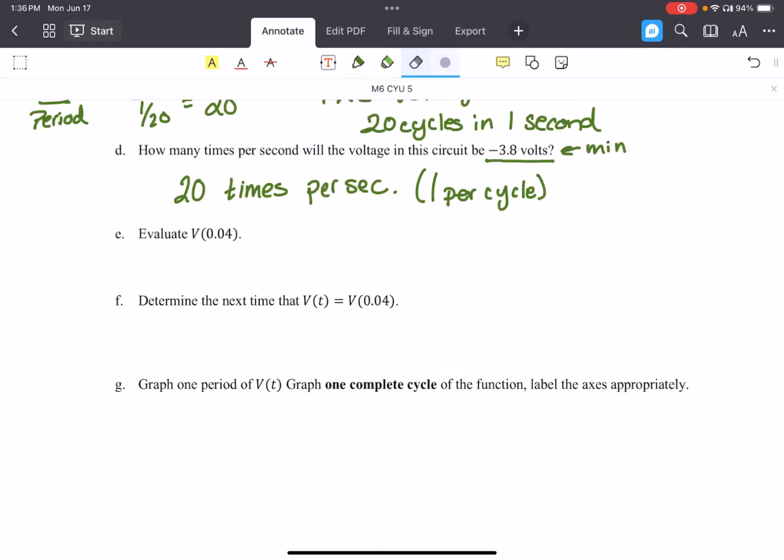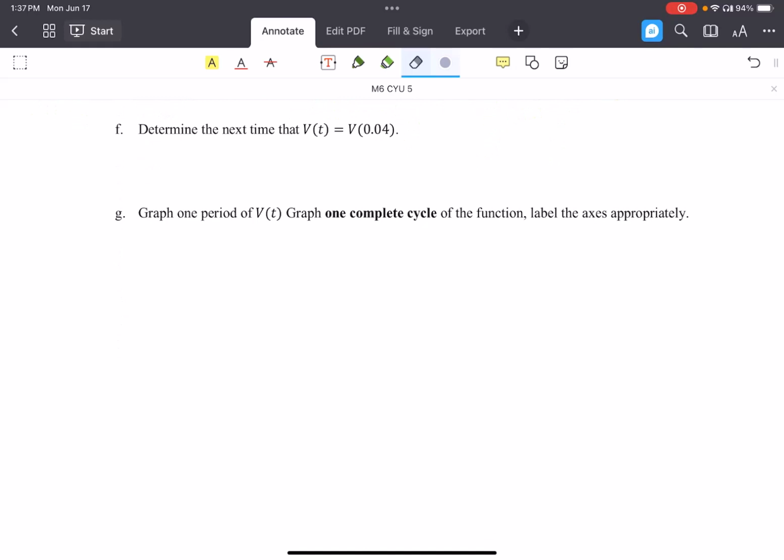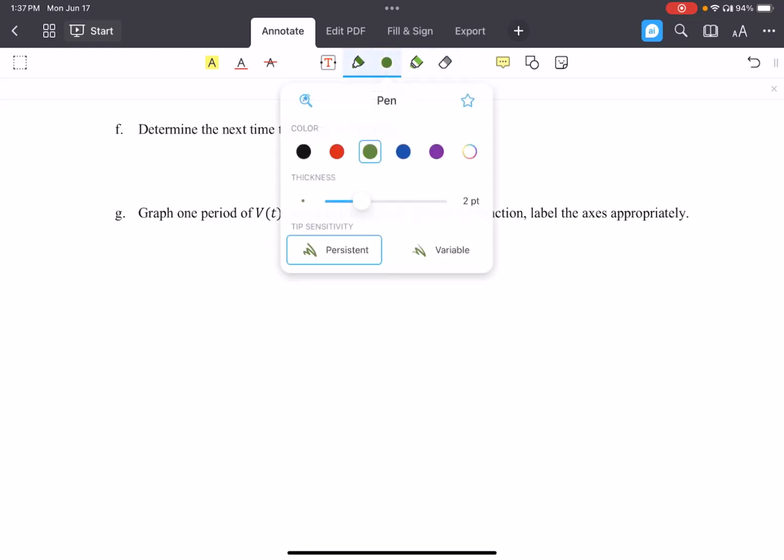For the next part, we're going to jump ahead to G and come back to E and F, because I think it will make a little more sense when we look at the graph and think about how to approach E and F. Now, obviously, I would check my graph in Desmos for this, but I still want to go over how to set up a graph to make it look nice if I'm sketching a graph for a contextual problem. So I'm going to start with my axes.